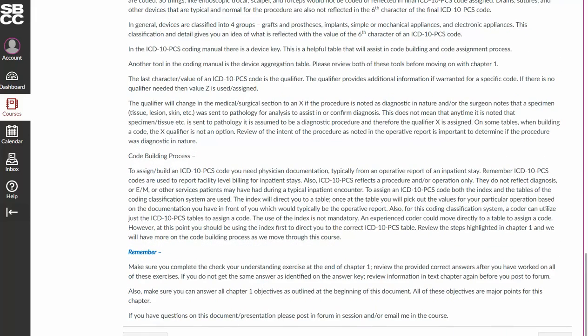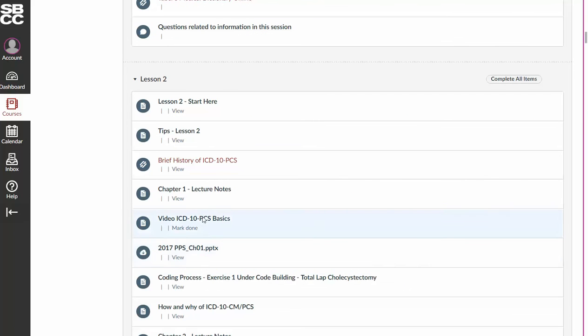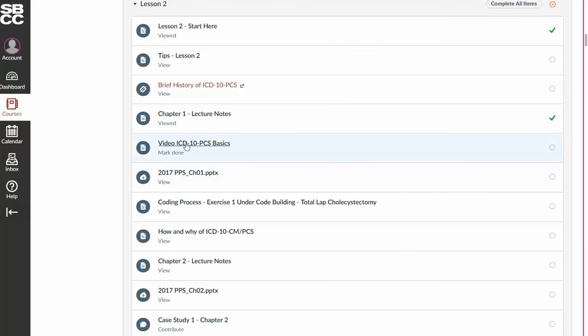And again, as noted in your lesson 2, you have more information on the actual process of ICD-10 PCS coding. But before you can begin coding, you have to understand to some degree and become somewhat familiar with the elements of the coding system, and then as you work with it in code, you will become much more comfortable. But I hope this presentation was helpful.